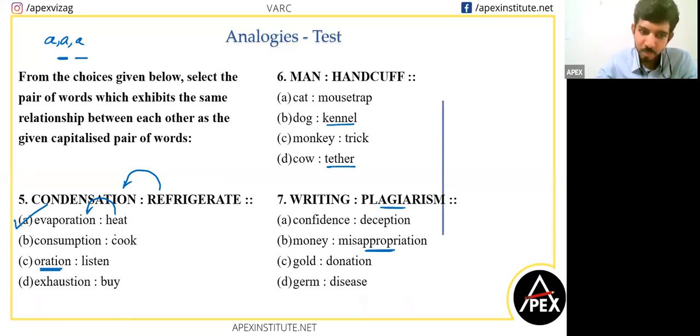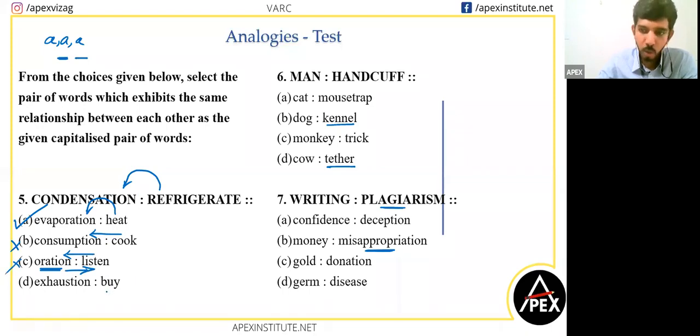Cooking doesn't cause consumption. Huh? It's like if you want to eat, you will eat. It's not compulsory. So this is incorrect. And listening doesn't cause oration because listening and oration are two opposites. Oration also doesn't cause listening. You can choose whether you want to listen or not. So this is also not right.